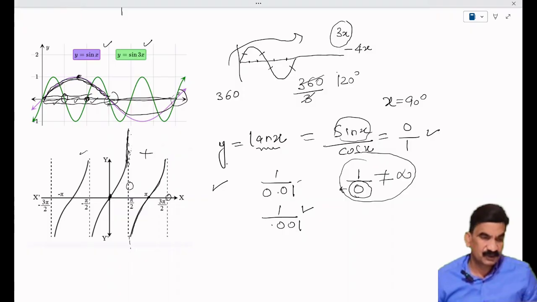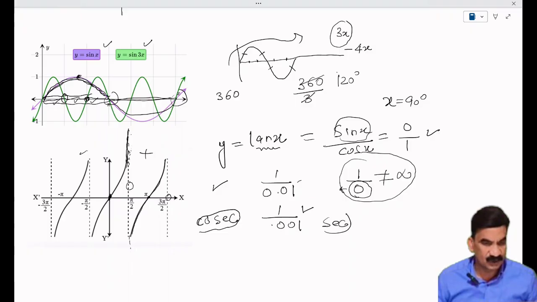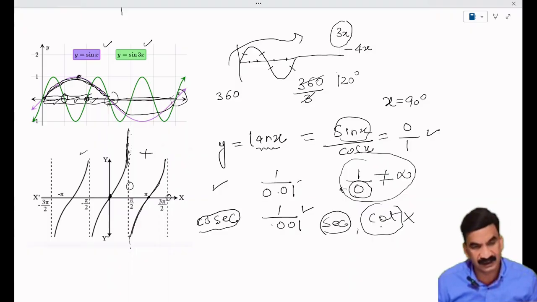It's an exercise for you to draw graphs of, again, these are very simple: cosec, since you know sine; sec, since you know cos; and cot, since you know tan. This is something where you'll have to do a bit of thinking.